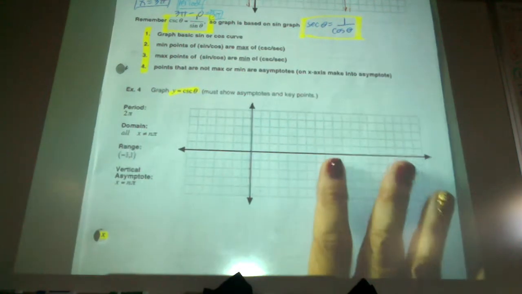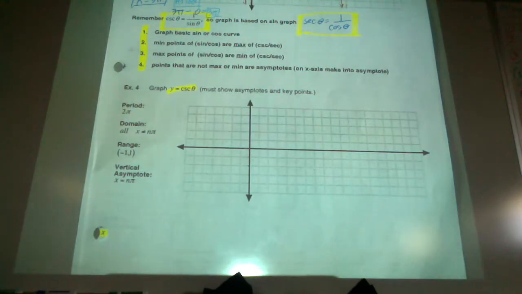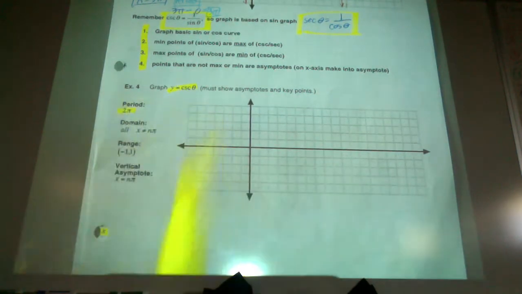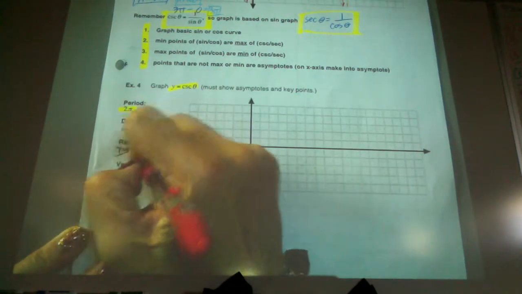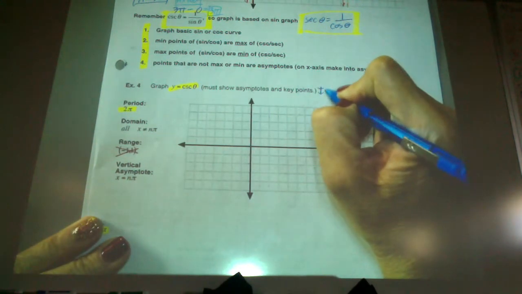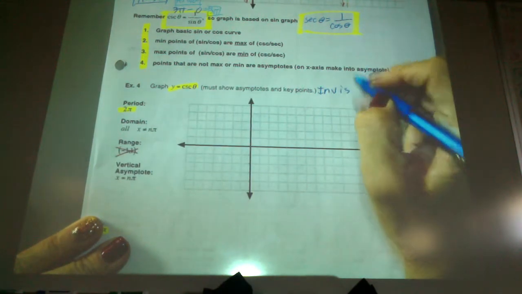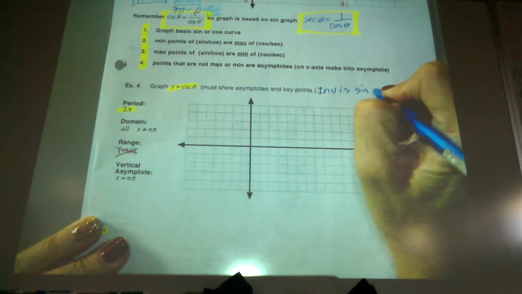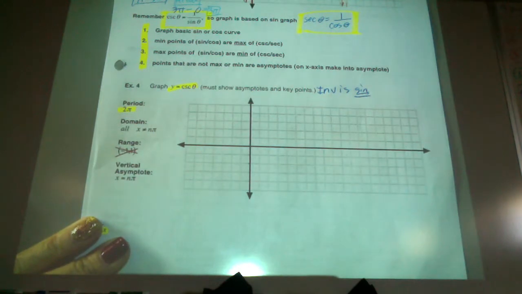So look here, period is 2 pi, because we're graphing out of sine and cosine, and so it makes sense that that would be the period. Our range on here is incorrect, so cross that out. When we graph it, I want you to tell me what the range is. And so let's just go ahead and graph a plain sine. Inverse is sine. So we're going to graph a plain sine.